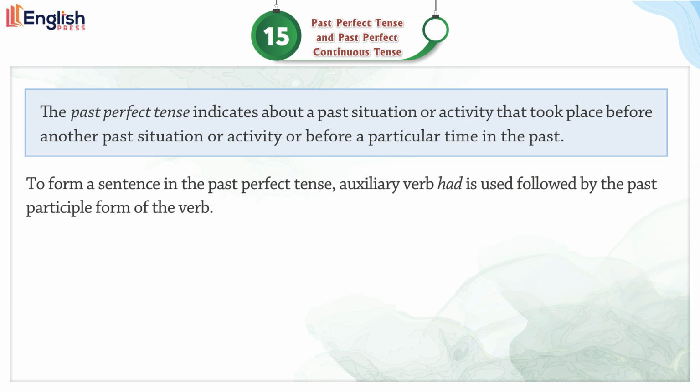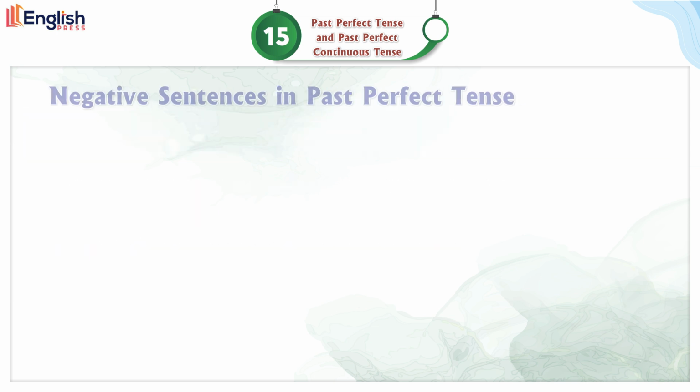To form a sentence in the past perfect tense, the auxiliary verb had is used, followed by the past participle form of the verb. Subject plus had plus verb, that is past participle, plus object or complement.